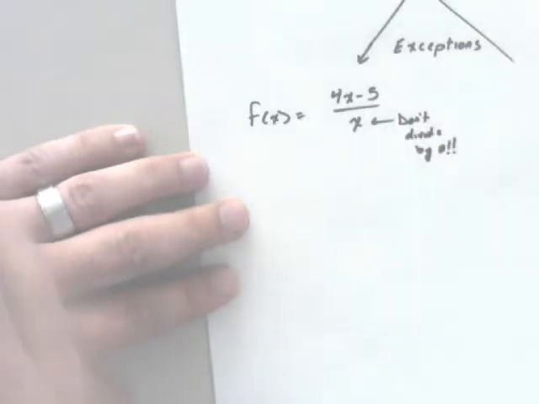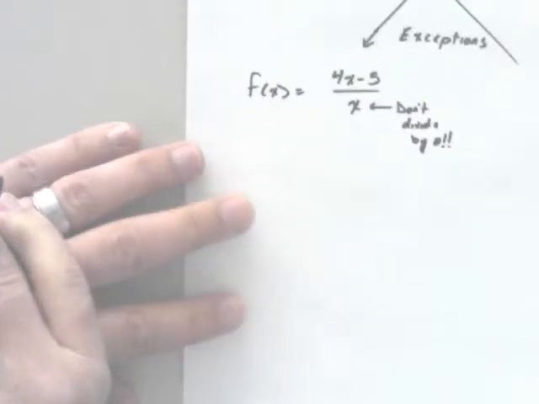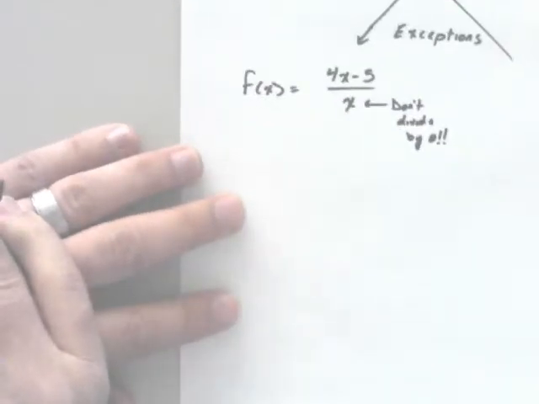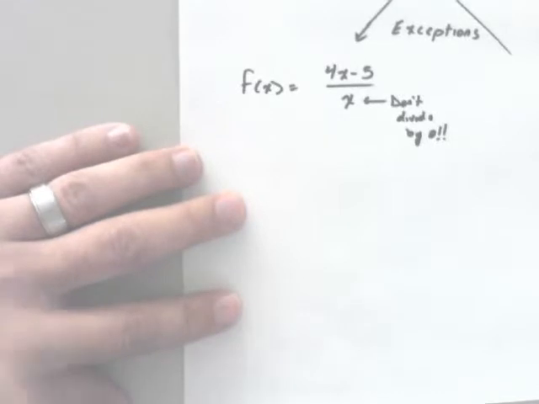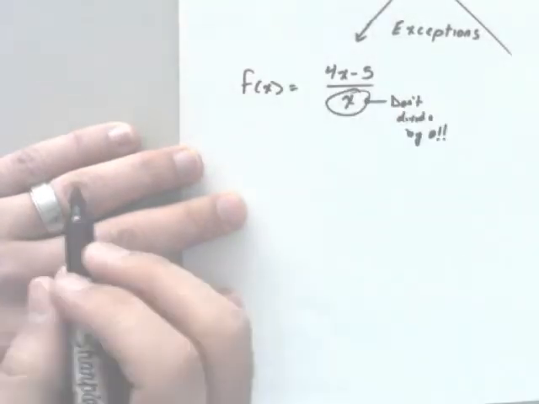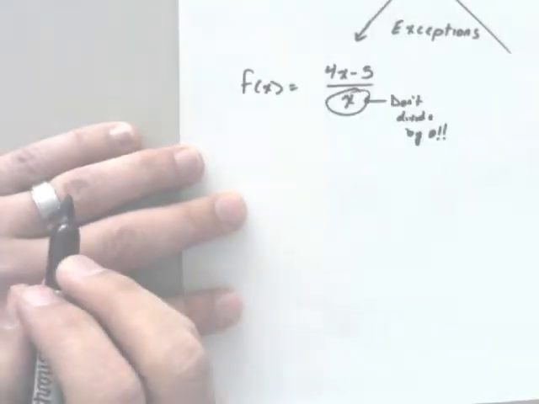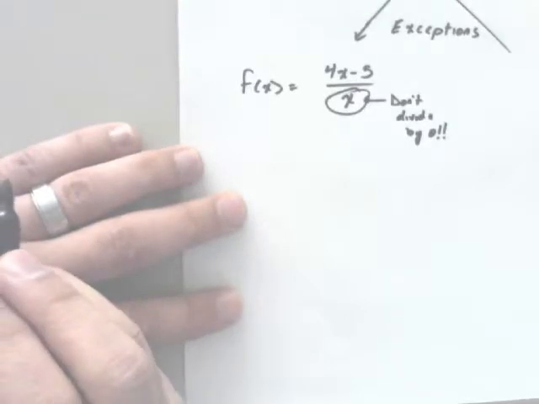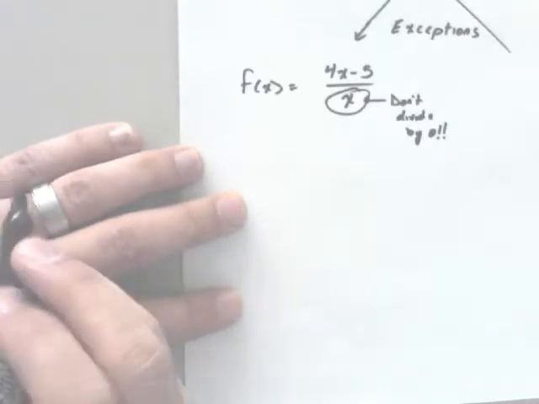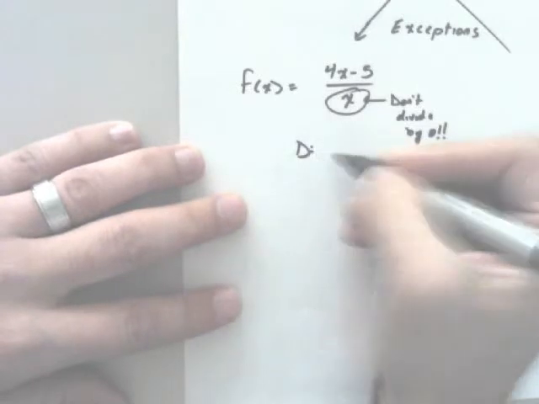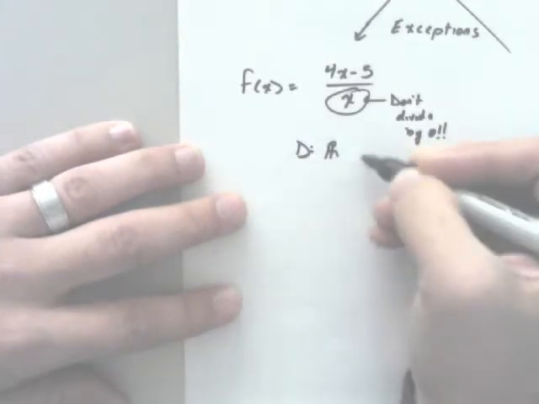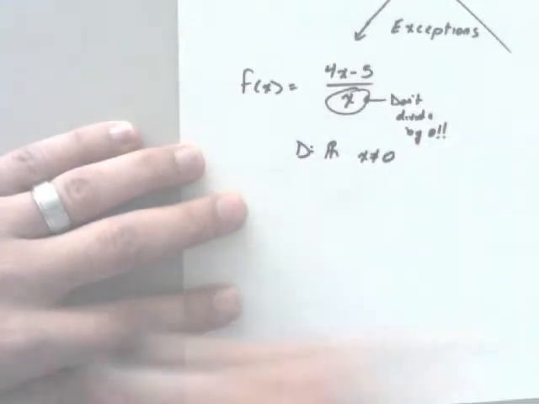As soon as we have an unknown in our variable, the opportunity to divide by 0 exists. So I need to take my denominator and make sure that it never equals 0. Well, obviously it's going to equal 0 if I let x equal 0. So my domain here is all real except 0.